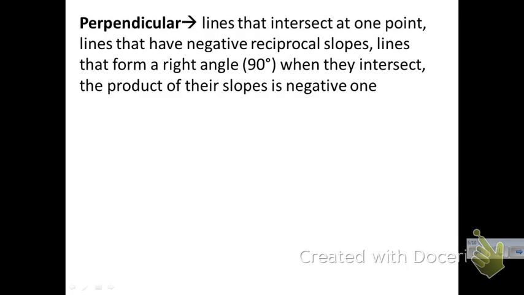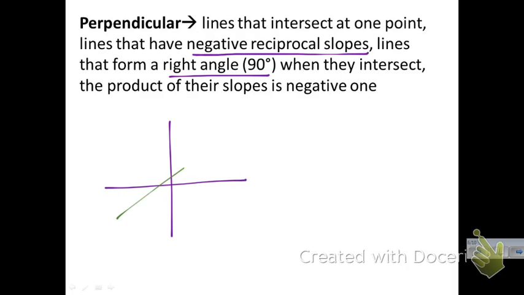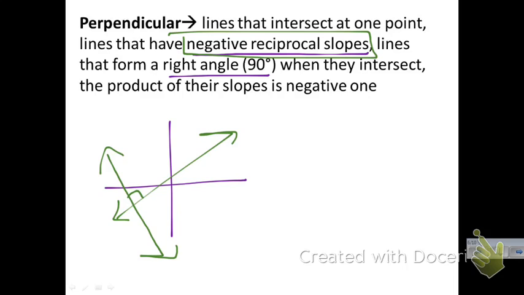Perpendicular lines intersect at one point. This is important: they also have negative reciprocal slopes, and they form a right angle. Here we can see, even on a coordinate plane, there are perpendicular lines. If I graph a line on this, then this one could be perpendicular as long as it has a right angle there. Most importantly, we're going to talk about these slopes as being negative reciprocal slopes. And one last thing is that the product, meaning if we multiply the slopes together from each of the lines, you get -1.